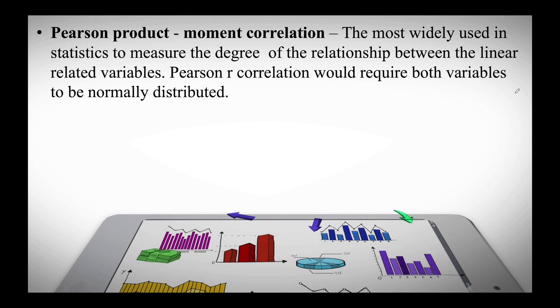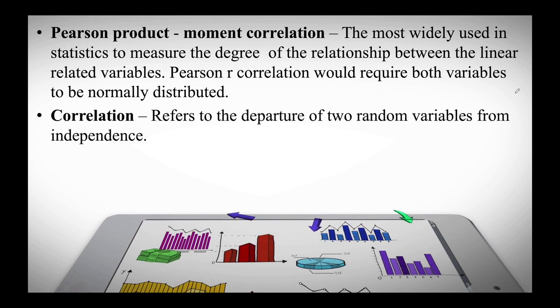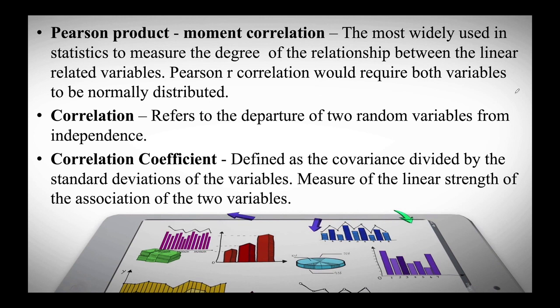Now, for the correlation, this refers to the departure of two random variables from independence, just like what we have defined earlier. And meron tayong tinatawag na correlation coefficient. Ito naman yung mismong numero na.